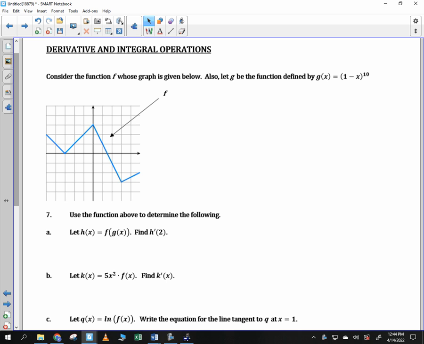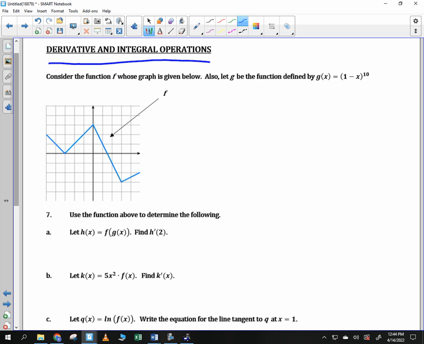So here we go. Derivative and integral operations is sometimes something that comes up within the free response section. Not quite as common, but this is a nice review of things you'll see within the multiple choice section as well. So we've covered 6 types of problems so far. This will be number 7, then we'll do number 8.